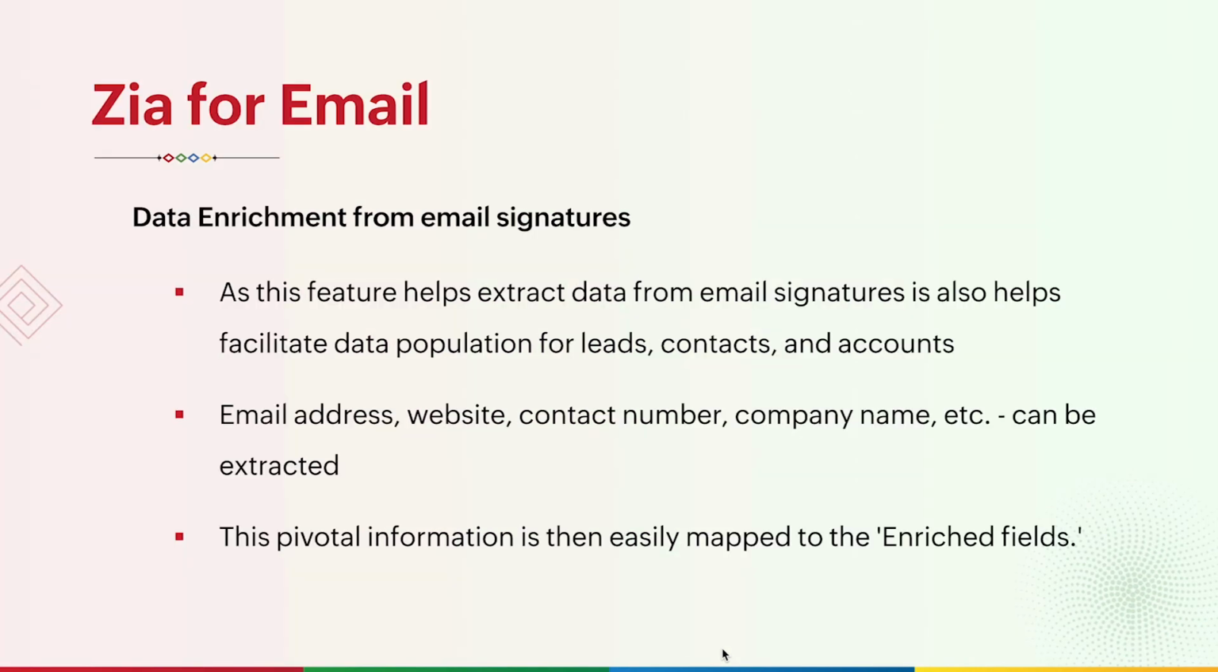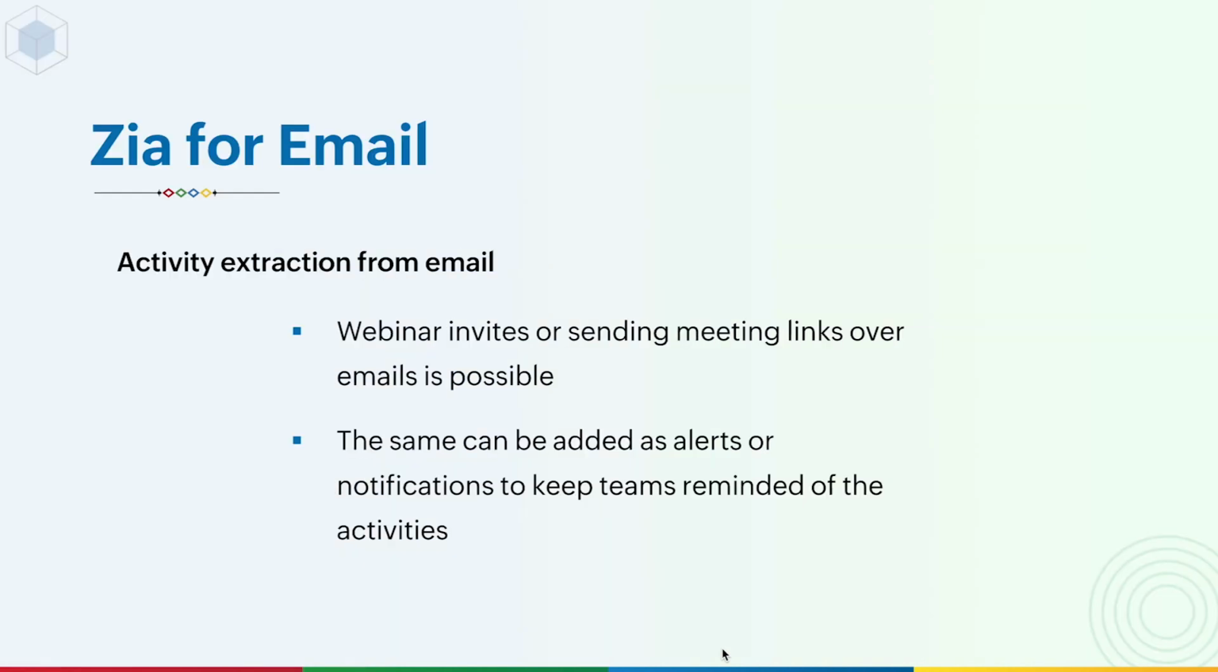Data enrichment from email signatures. Here, we can easily identify customer avatars, that is, our buyers, based on the information in their email signature. It could be the designation, company, house address, and so on. Activity extraction lets you know about emails consisting of calls, webinars, tasks, and so on.